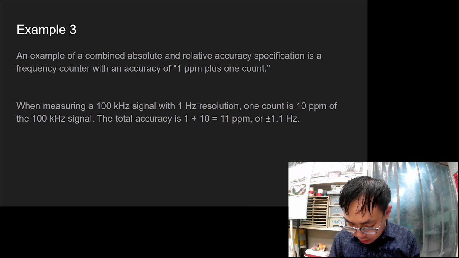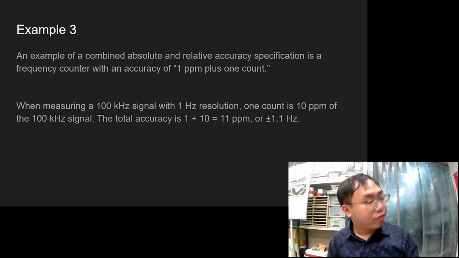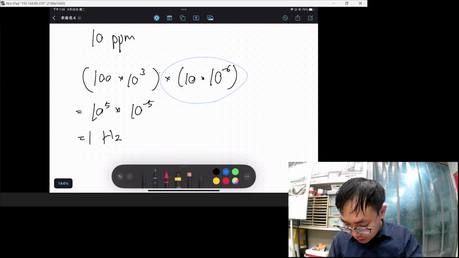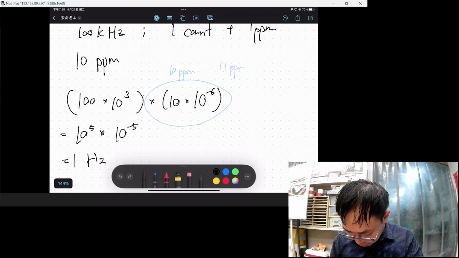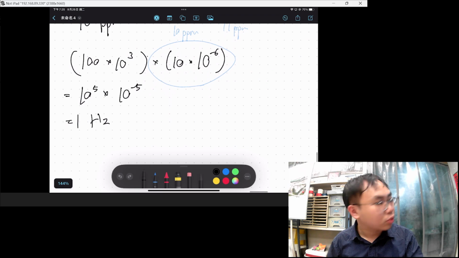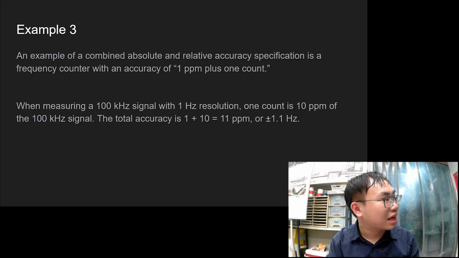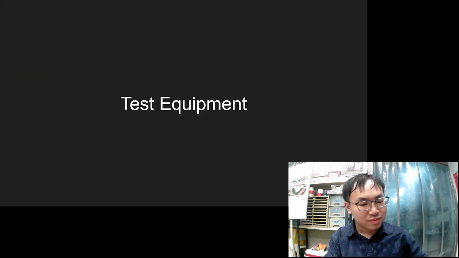Okay. So for this one, the accuracy is 10 ppm, but it is 0.1 count, so you know that the accuracy is 11 ppm plus or minus 1 count, right? So you can do the calculation. It becomes 1.1 hertz. You can do it yourself. I don't do it. Test equipment.